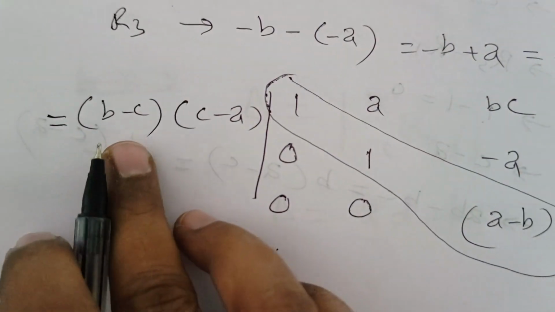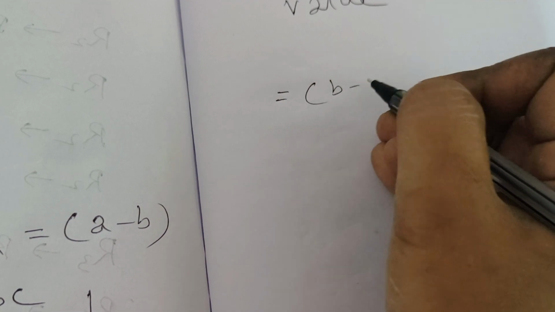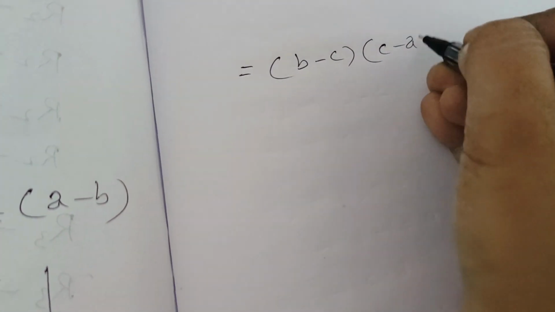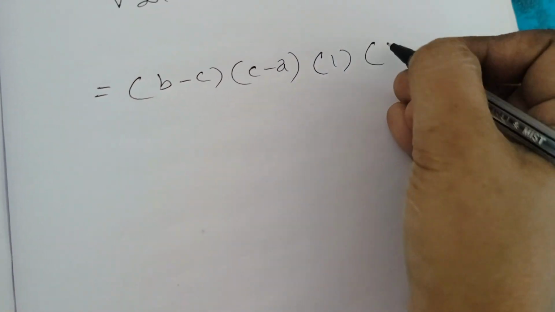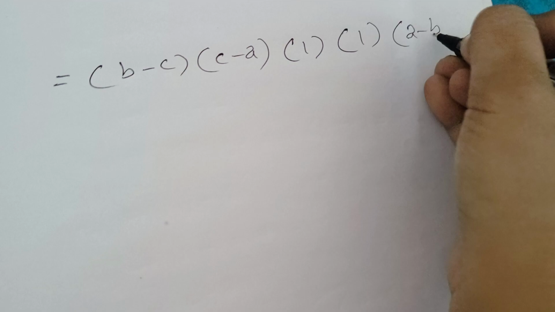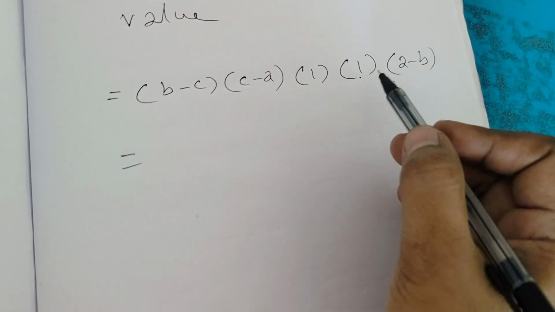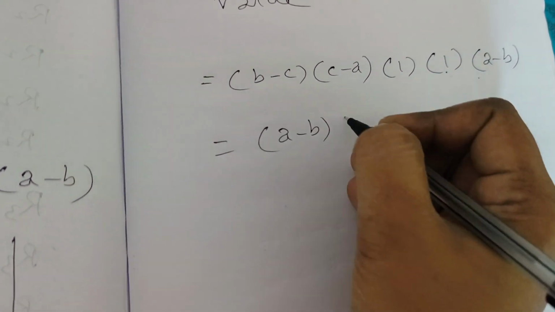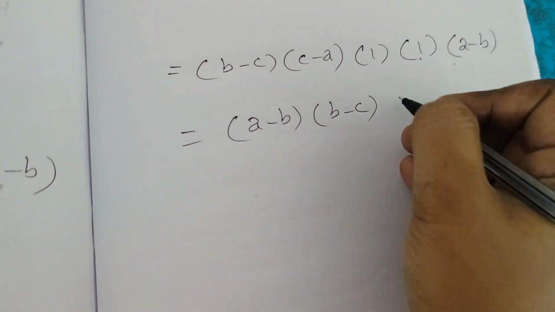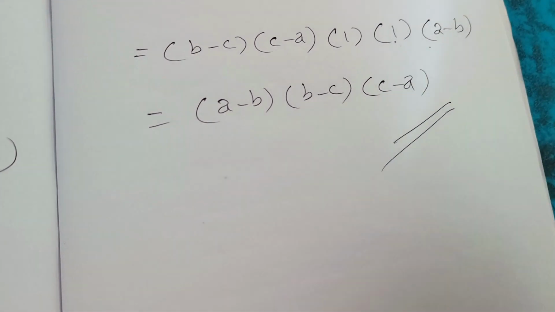So here we have b minus c, c minus a outside. We will keep as it is b minus c, c minus a. Product of the diagonal means 1 into a minus b. So 1 into a minus b can be written as a minus b. The same term we will get: a minus b, and this is b minus c into c minus a, which is our right hand side. Finished.